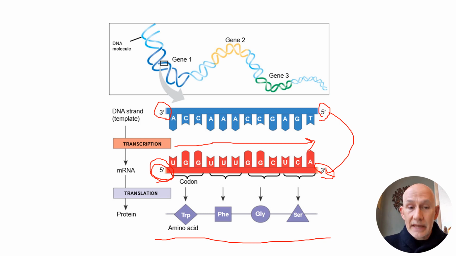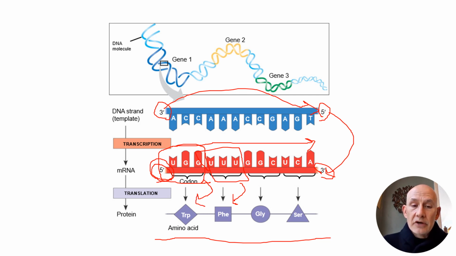So the DNA is read 3' to 5', while the RNA is being built 5' to 3'. And then what we see is that every 3 RNA nucleotides is going to be used to dictate what amino acid is brought in. This is called a codon, or a codon triplet, because it's 3 nucleotides, and each one brings in an amino acid. And we'll learn how to interpret the RNA into the amino acids later.